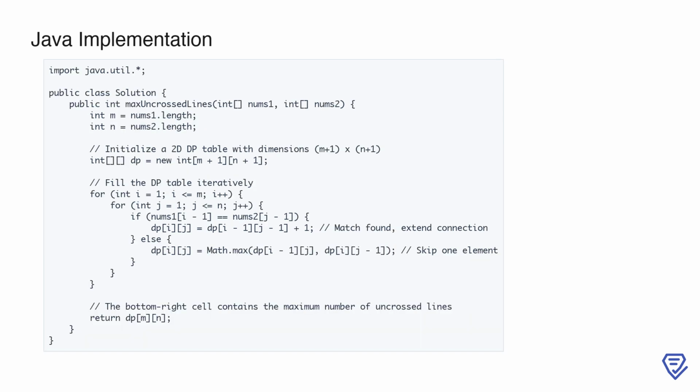This is the Java implementation for LeetCode problem number 1035, uncrossed lines. The logic mirrors the Python implementation, using a 2D dynamic programming table to compute the maximum number of uncrossed lines between two arrays.